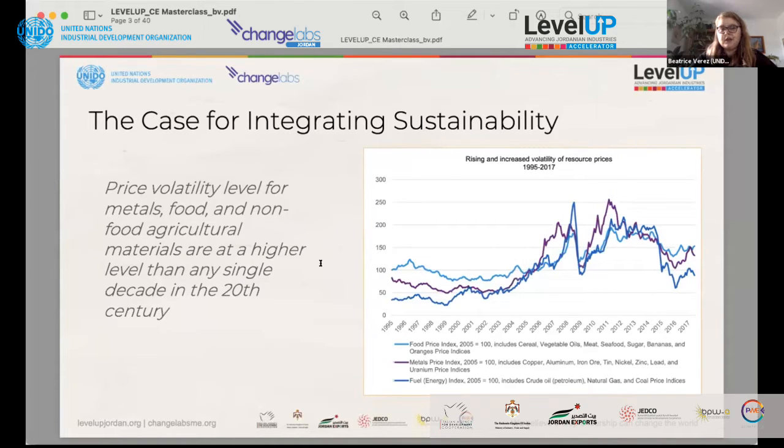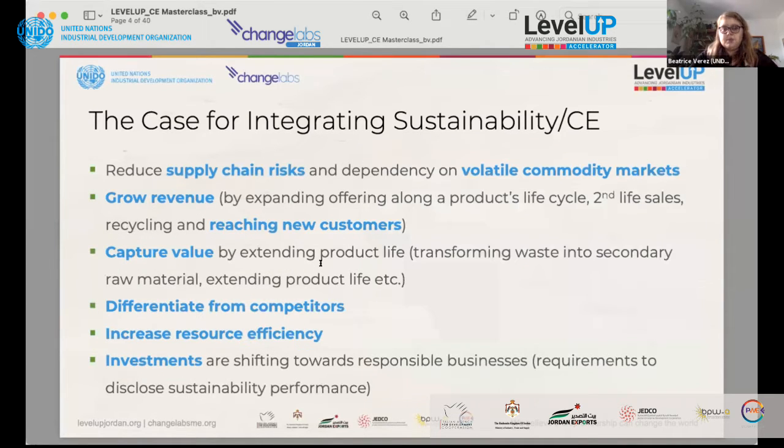And so thinking about sustainability allows you to think about how you can add stability to your own supply chain. In addition, circular economy and sustainability are a key part of how you develop your offering and reach new customers, with the hope of growing your revenue. I'll come back to the caveats to that specific claim about growing your revenue. It's also about capturing value by extending the lifetime of your products. It also allows you to differentiate from your competitors and increase resource efficiency, for example in your production. And increasingly, we are seeing that if you're looking for investment in your business, one of the requirements is to disclose your sustainability performance. So it really makes sense to start asking yourself these questions in order to make the case for your business that much stronger.